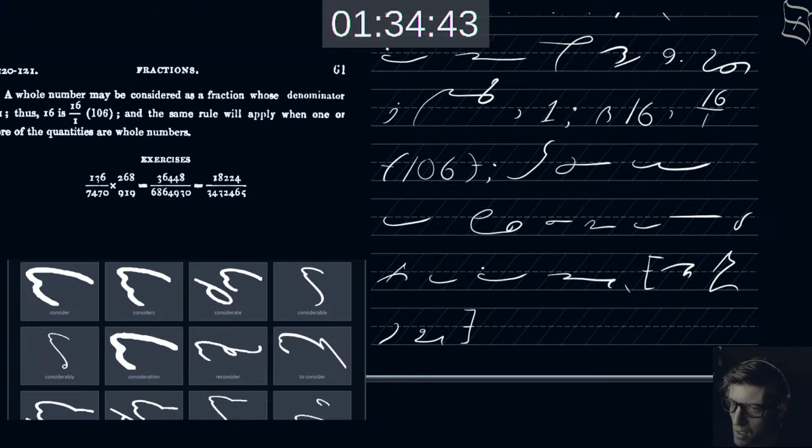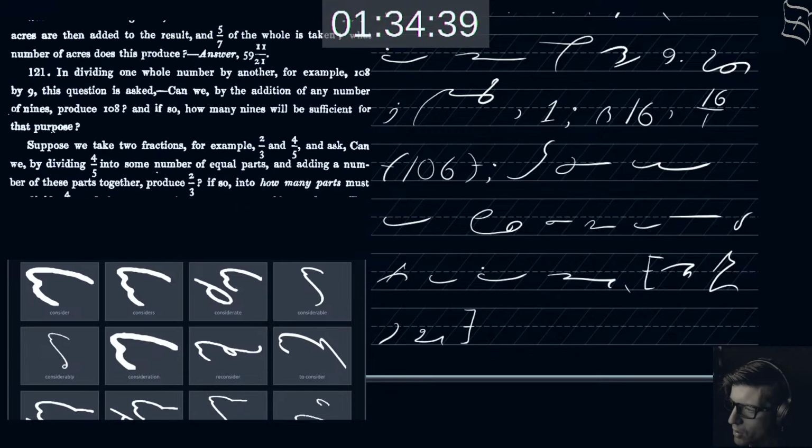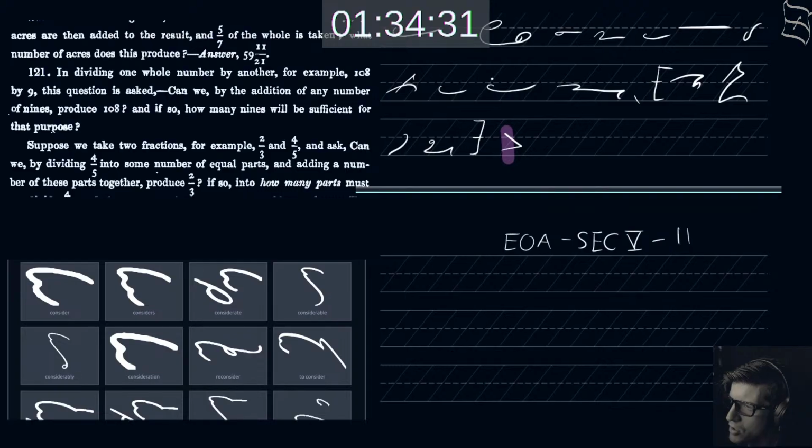All right, and now we jump down to Article 121. So let's go ahead and drop a paragraph marker, give it a little highlight, and zoom down the page.